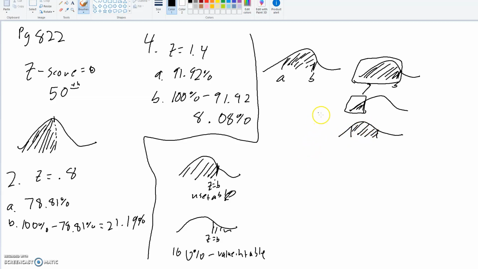That is to say, if we want to find the area between our z equals A and z equals B, we will subtract the percentile of A from the percentile of B.